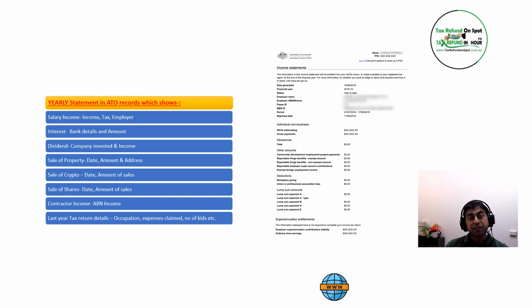Yes, you can see what date you sold the shares, which shares you sold, and what amount you sold for. Then you can see the dividend income, which company has paid you dividend and the franking credit. You can see the bank interest, which bank you received bank interest from. You can see last year's expenses. So what was your occupation in last year's tax return and what expenses you can claim.